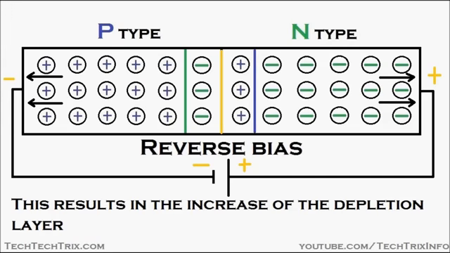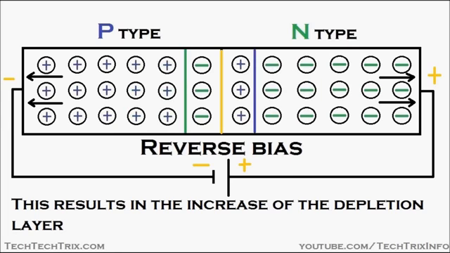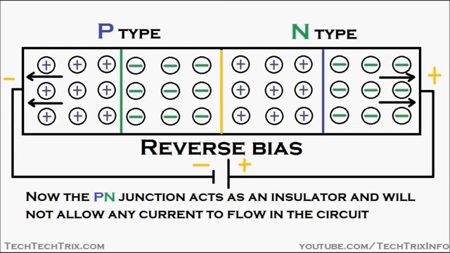This results in the increase of the depletion region, the depletion layer, or the space charge region, because you can see the repulsion of the electrons and the holes is happening against the space charge or the depletion layer. So this results in the increase of the depletion layer, as seen in the animation. That's the depletion layer there. Now the PN junction acts as an insulator and will not allow any current to flow in the circuit. So this depletion layer will be acting as an insulator and will not allow the flow of electrons or holes in that region.